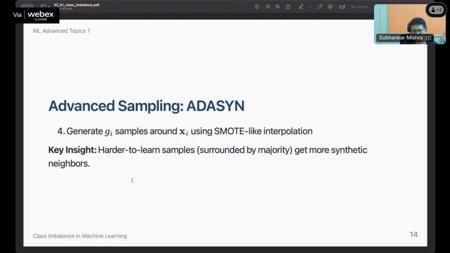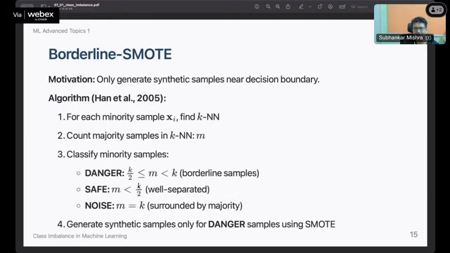And why do we do this? Because typically it's the decision boundary that is struggling to find its place. So if we create more and more samples near the decision boundary, it becomes more and more confident: okay, I'm correct, or wherever I'm moving is more correct.